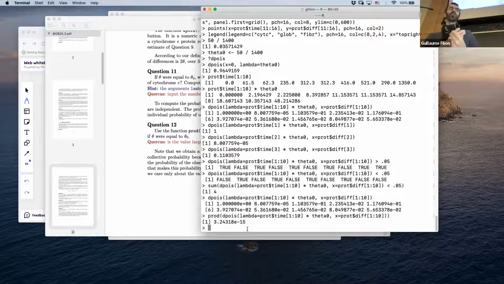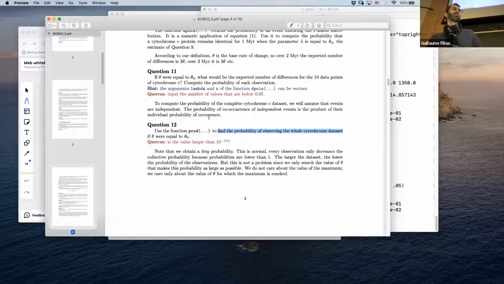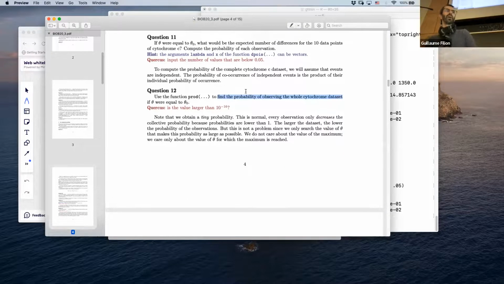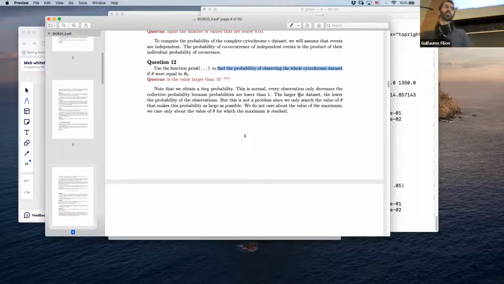So I was able so far to go from a guess to a number. That number gives me the chance that this particular data set would exist if theta was theta 0. That's what I have so far. Note that we obtain a tiny probability. This is normal. Every observation only decreases the collective probability because probabilities are lower than 1. It can only decrease every time I have a new observation, because I multiply by something smaller than 1. The larger the data set, the lower the probability of the observations.